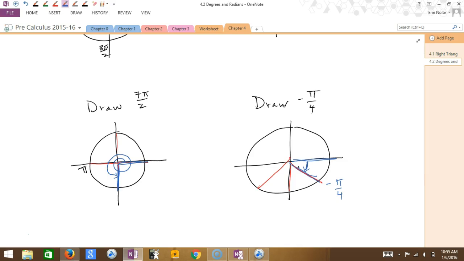Okay, so that's drawing angles. And there's more. There's a lot of stuff jammed into this, but it's very simple. It's not super complicated.